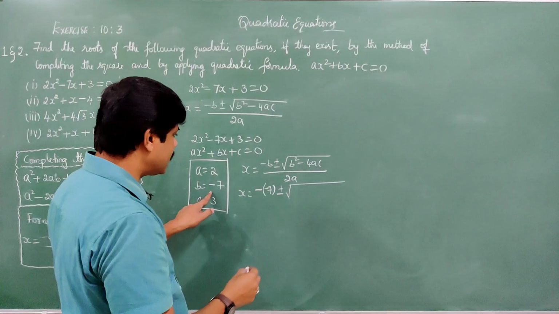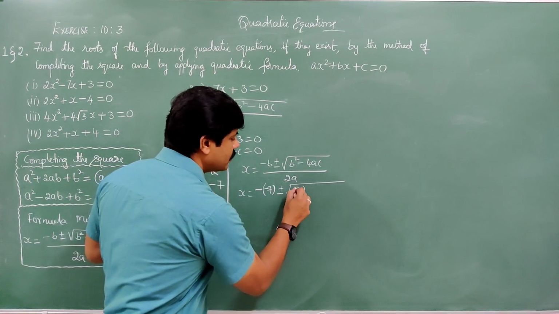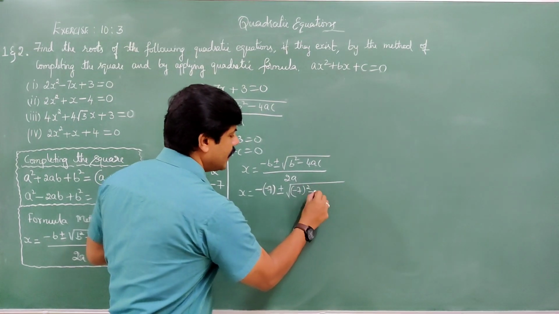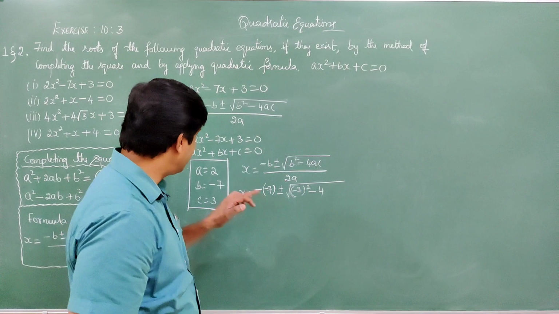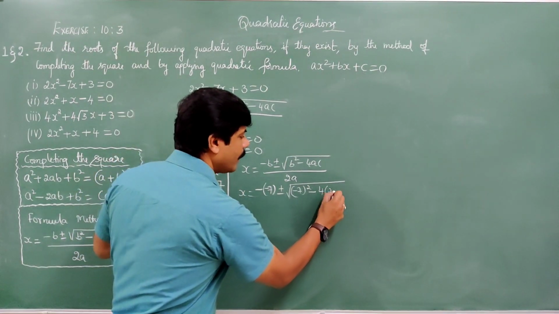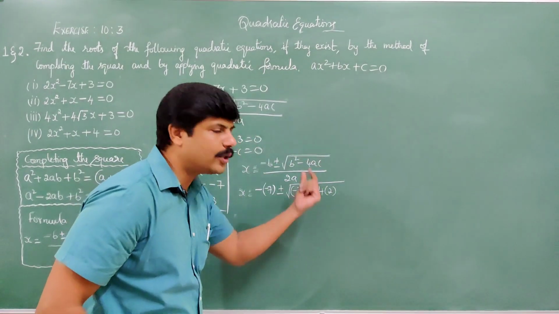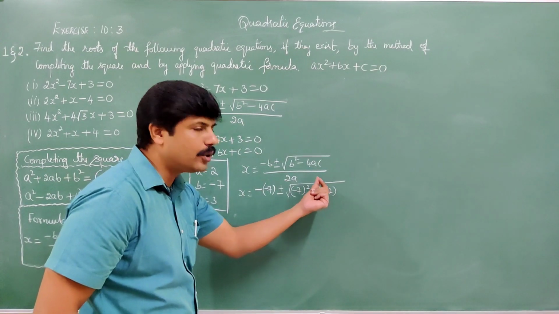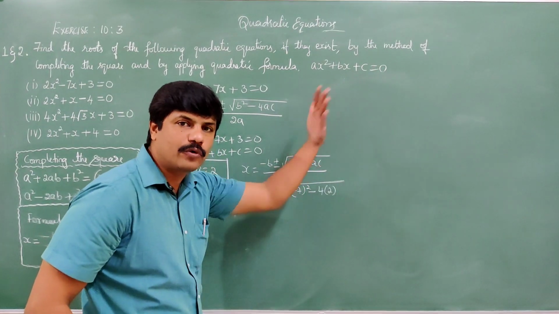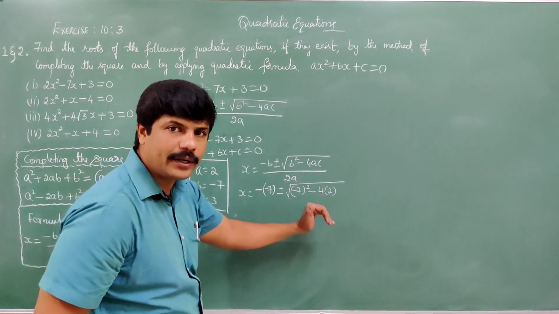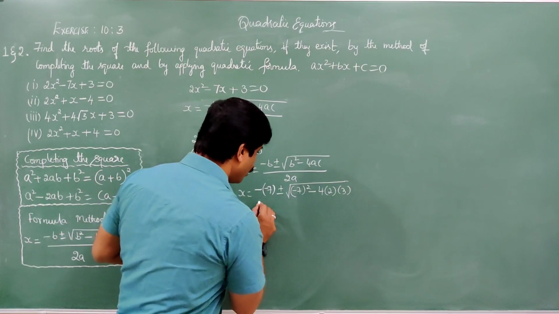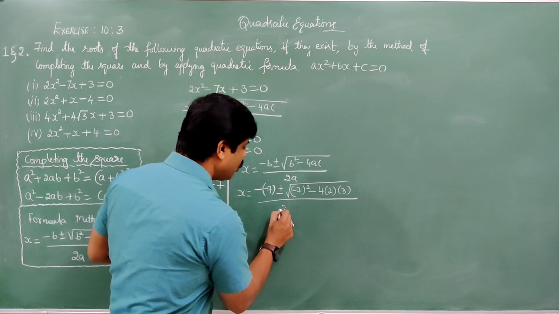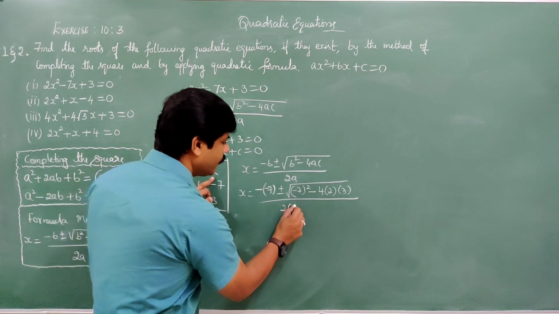Again, b square is nothing but minus 7 square. Minus 4, the value of 4 is 4 itself, a value is 2. 4ac means 4 into a into c. Therefore 4 into 2 into 3, you cannot write 4, 2, 3 and make it 423. It is not like that. 4 into 2 into, the c value is 3. Whole divided by 2 times a, and a is nothing but 2.